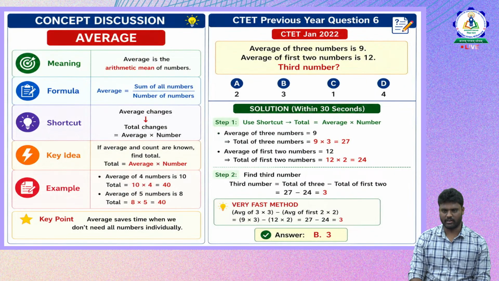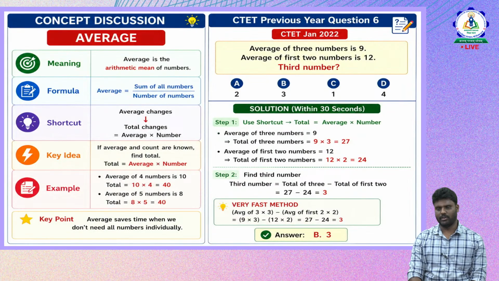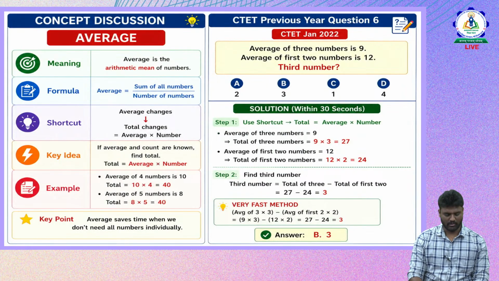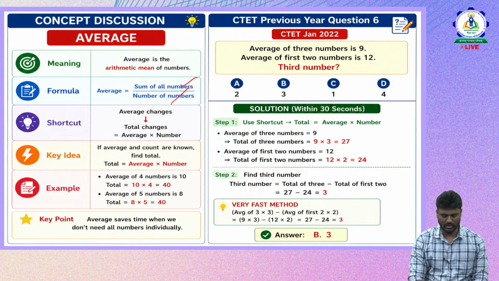Now let us read the question and try to identify what we need to find here. The concept we need to apply is the average concept. Average means the sum of the observations divided by the total number of observations. So average is equal to the sum of all the numbers divided by the number of all numbers.